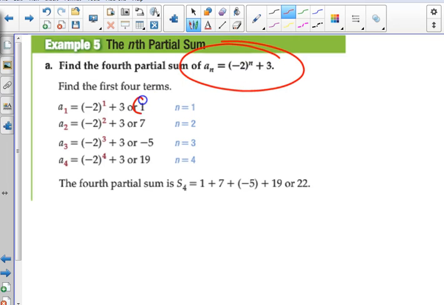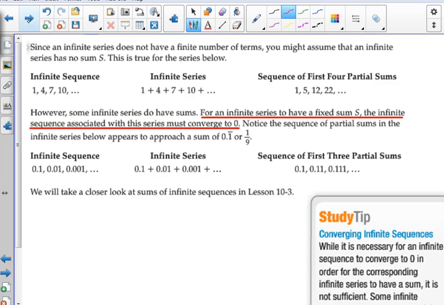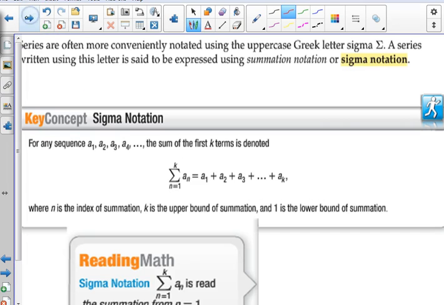If I put in a 1, I get 1. I put in a 2, I get a 7. I put in a 3, I get this. I put in a 4, I get 19. I add them all up, and the partial sum is 22. That seem okay? I'll kind of show you how to cheat and use the calculator next week. And this talks about when an infinite series has a sum. We'll do that next week.